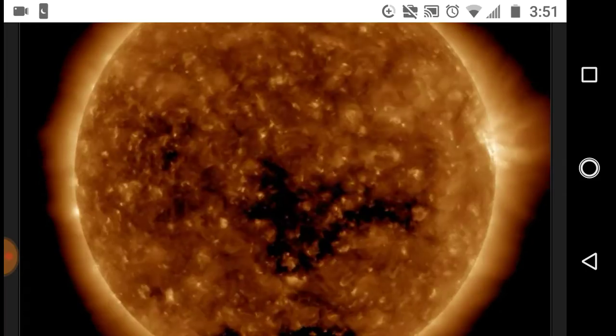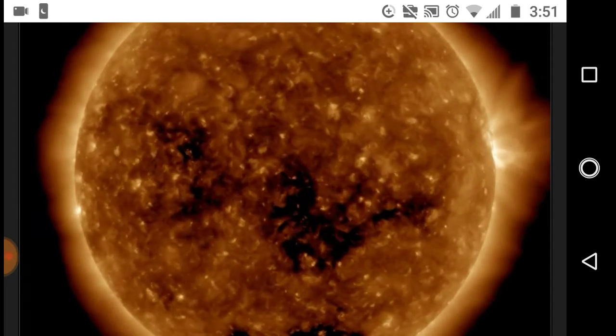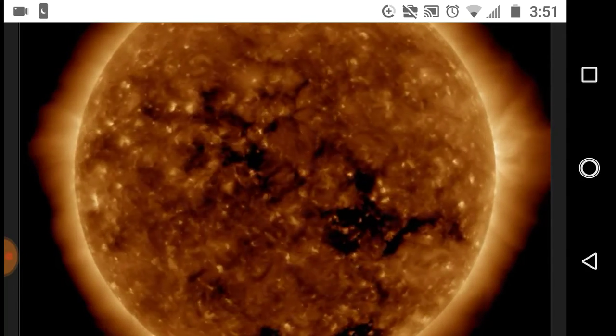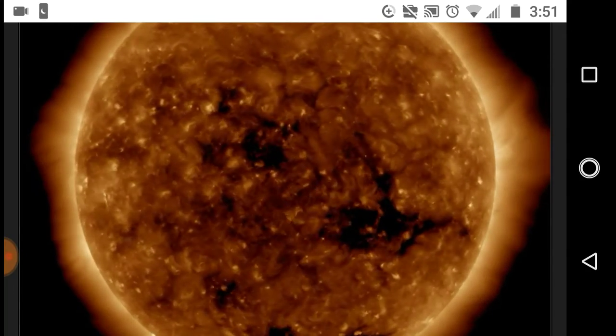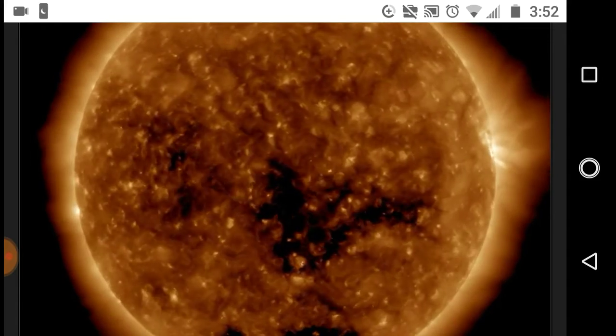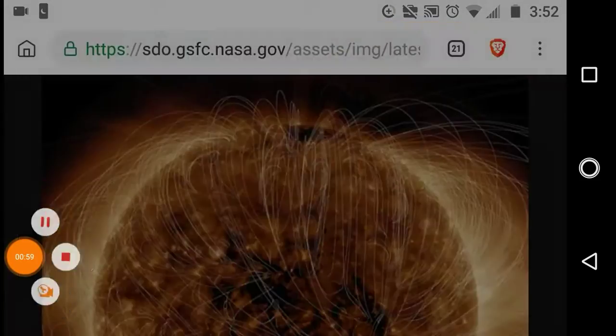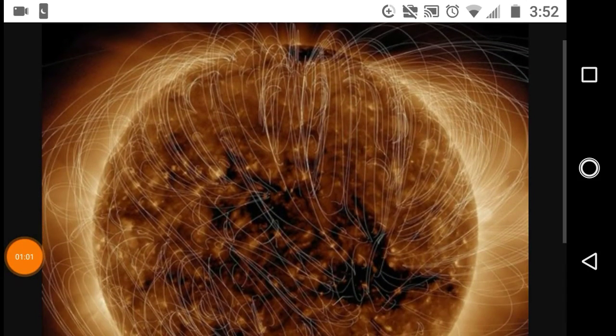So we're looking at the sun in 193 angstroms here. We see the coronal hole, from which we are currently receiving a wind stream. And we've got some elevated solar wind velocity as a result, although we have come off geomagnetic storm conditions. Here are the magnetic lines.